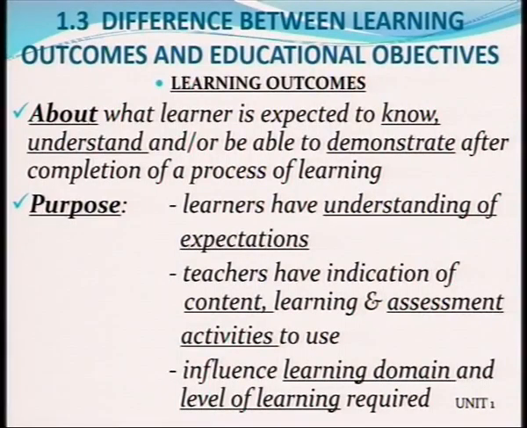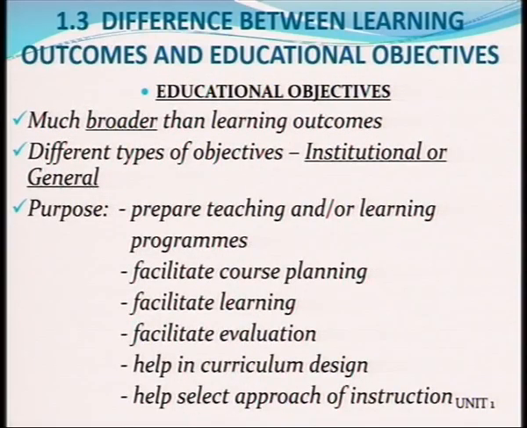So when we look at these two, I'm just going to go back to learning outcomes. We see that learning outcomes are much more focused on a specific task. I can take the example of a learning outcome that could be that on successful completion of this lesson, a learner will be able to count from 1 to 50. That is a learning outcome. So it's much more specific than the educational objectives.